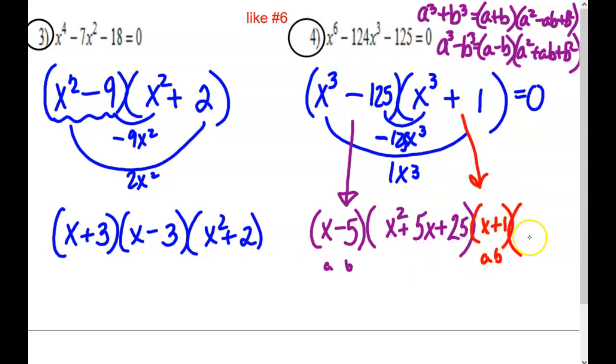What is, can anybody give me that second parenthesis? Okay, so a squared was x squared, a times b was 1x, and 1 squared was 1. And if it was plus up here, it's plus in the first parenthesis, but then it's the opposite sign and always positive, so it's minus plus.